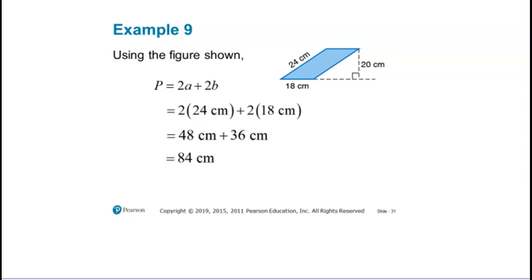When we look at perimeter, the same works for a rectangle: it is 2 times one side plus 2 times the other side, and that is going to give you your overall perimeter. And remember, perimeter is measured in simple units, like centimeters or inches.